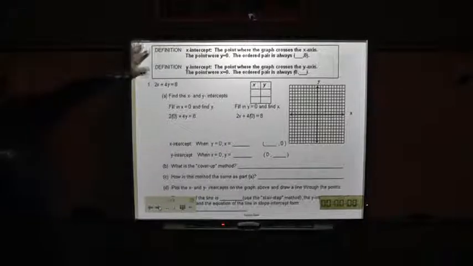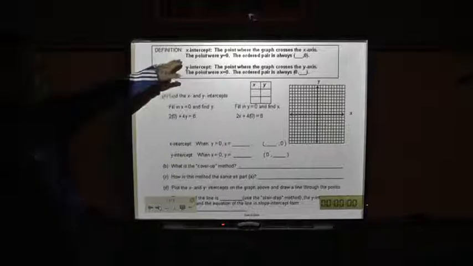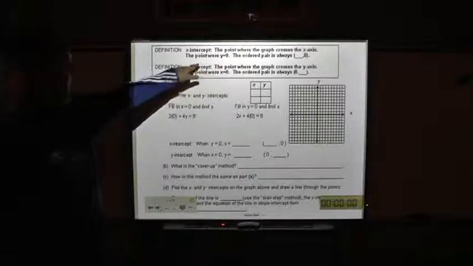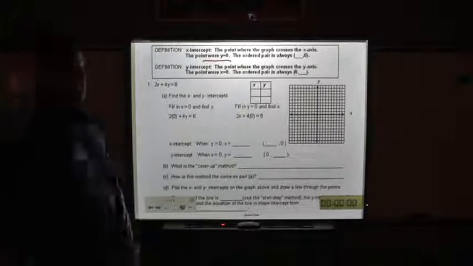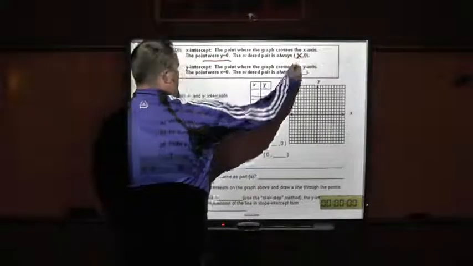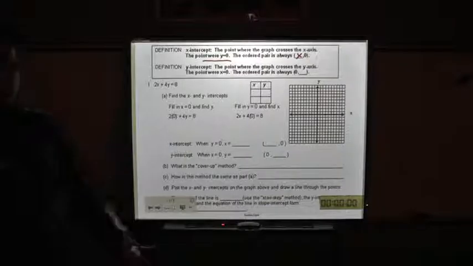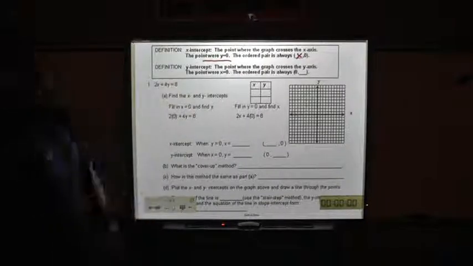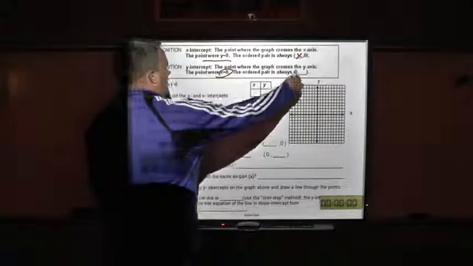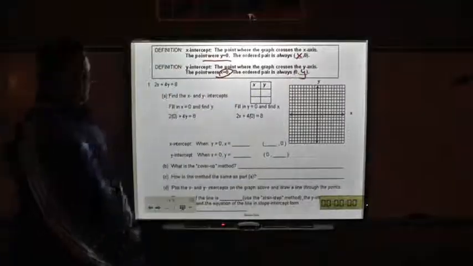The definitions that you have at the top of your page, this is just what we talked about earlier. The x-intercept is where the line crosses the x-axis. When you look at this, it's where the y-coordinate's always 0. So you just put an x in there because it's x and whatever the x-coordinate is of the point, plus 0 for y. Y-intercept, same thing, except now x is always 0, so we're putting a y in there.